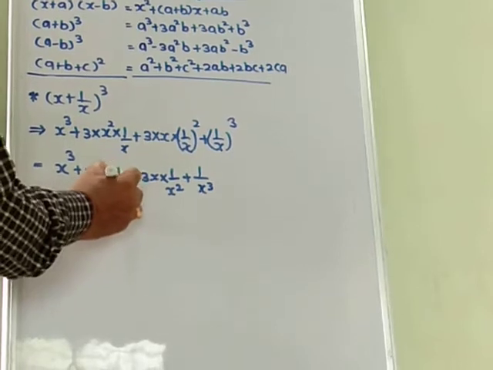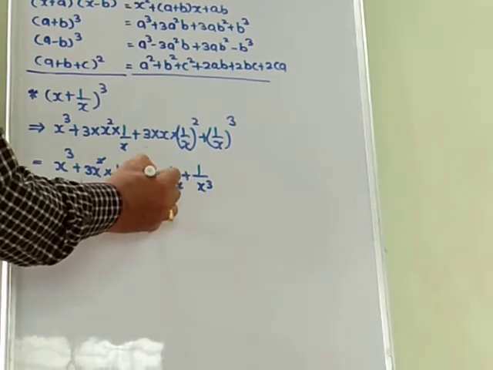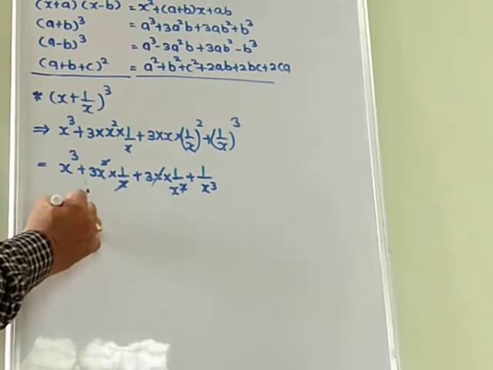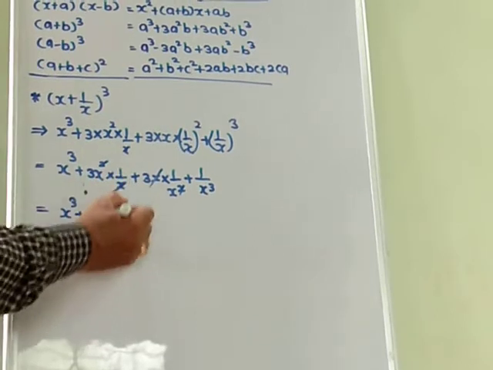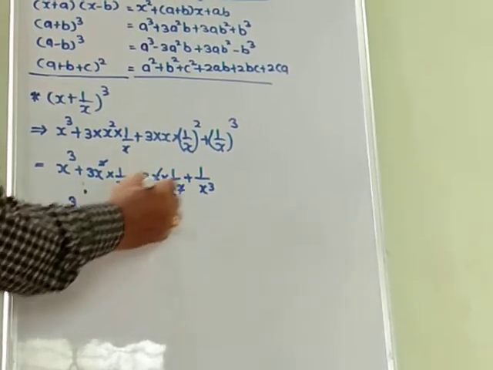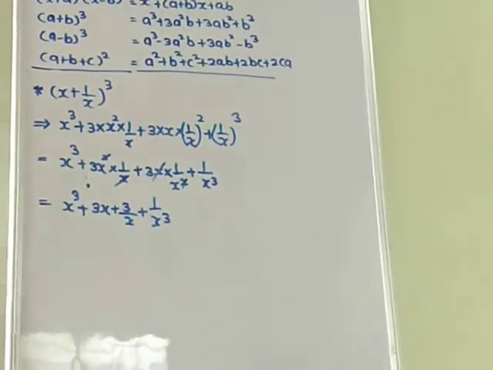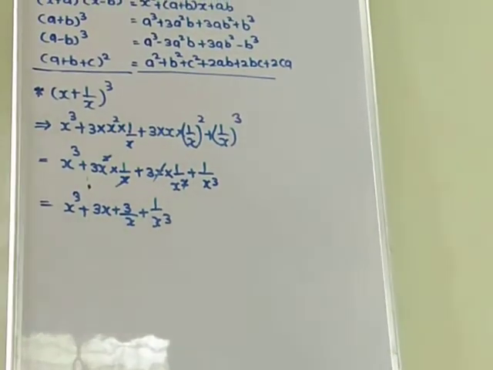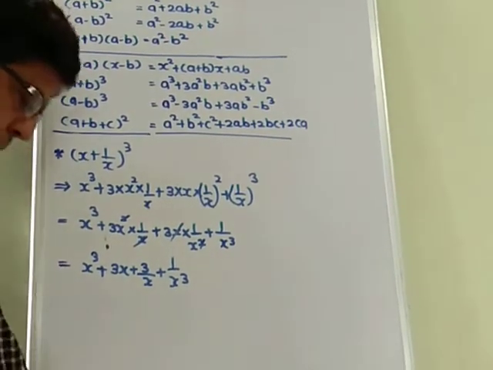What happens here? x cancels with one x, and here x cancels with x, that means 3 upon x. So x cube plus 3x, because of the square here x is gone, plus 3 upon x plus 1 upon x cube. That is the answer of the question. The expansion of this problem is like this. Okay, now we are going to the next formula, that is a minus b cube.